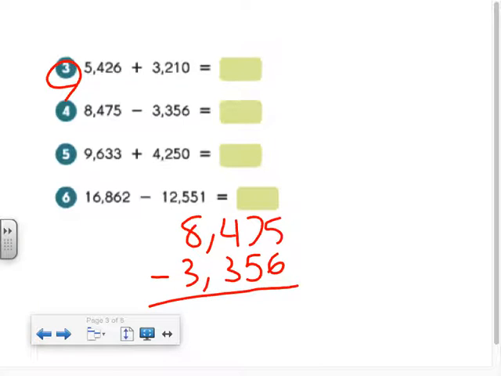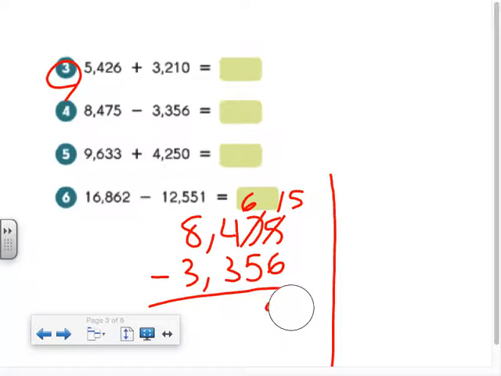Now I'm going to actually subtract. I can't do 5 minus 6, so I have to regroup, and that becomes 15 ones. 15 minus 6 is 9. See, you need to think too. 6 minus 5, 1. 4 minus 3 is 1. 8, 7, 6, 5. And I got 5,119.